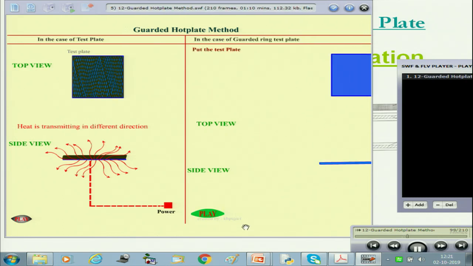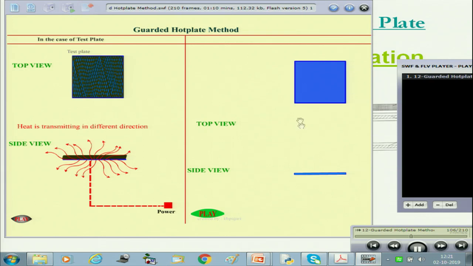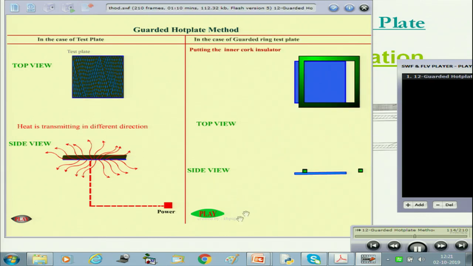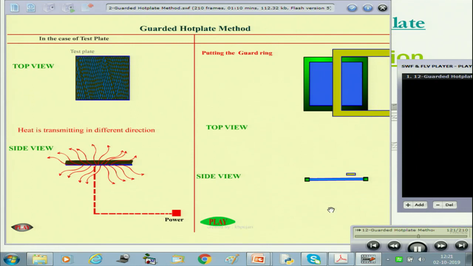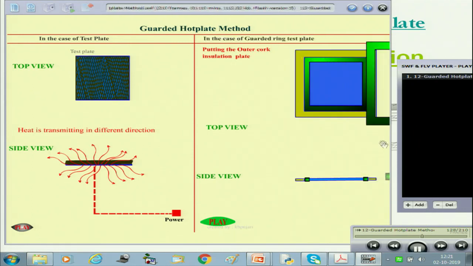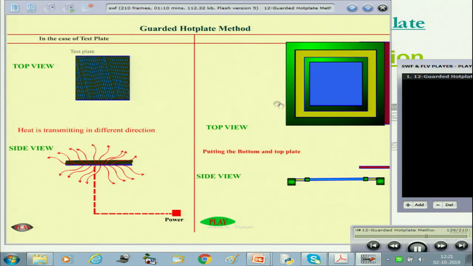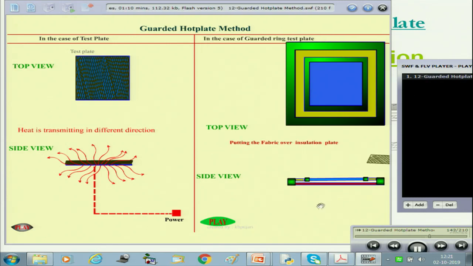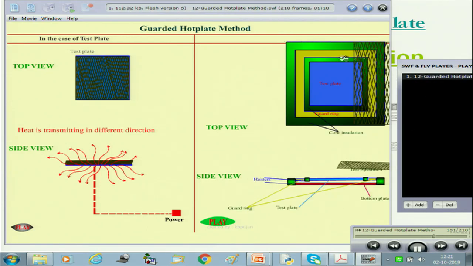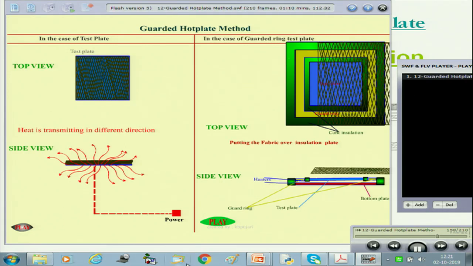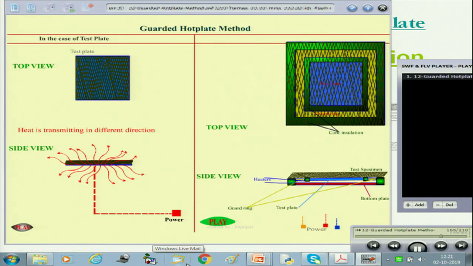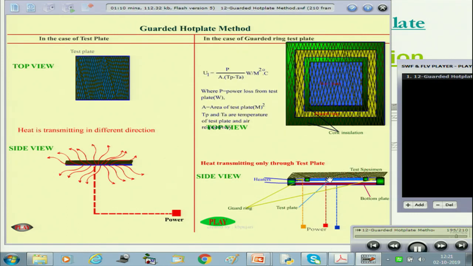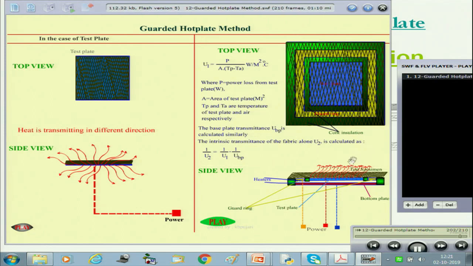The test plate is there, here it is a side view, top view, then we are placing the guard ring, this is the guard ring we are placing, and the bottom plate is placed, the fabric is placed over that, and then all these plates are heated independently, and we can see from the test plate the heat is flowing through the fabric only.